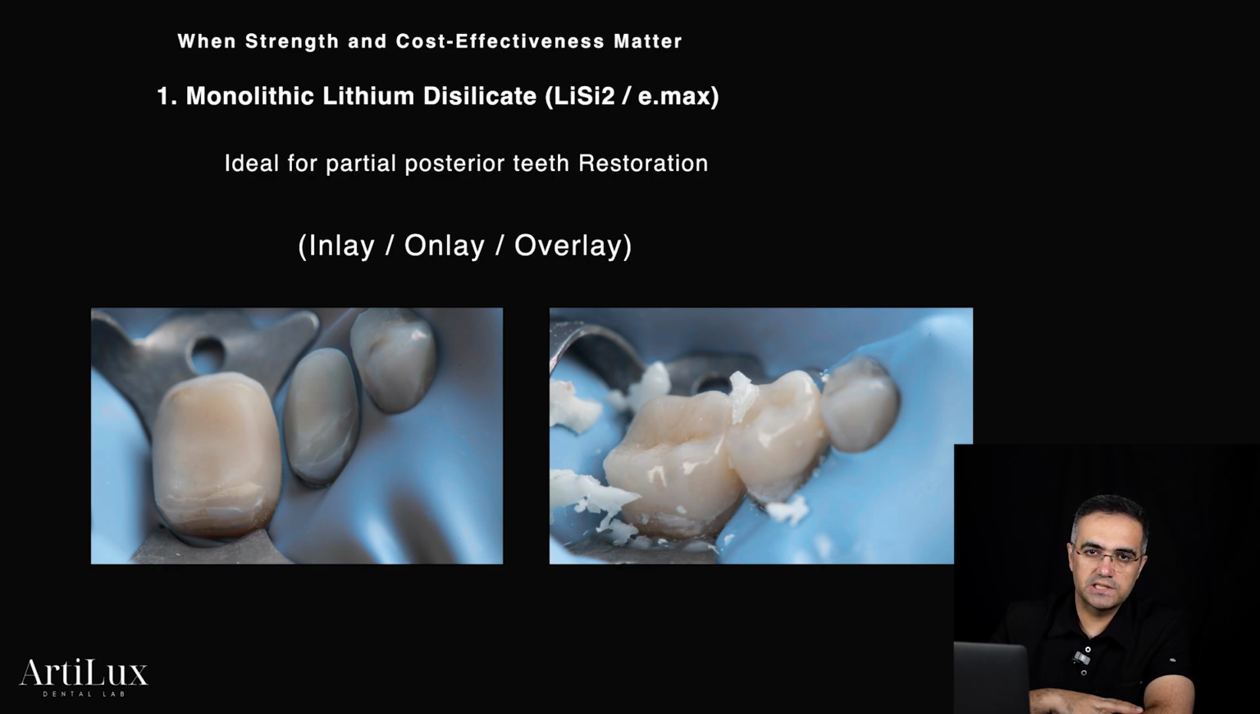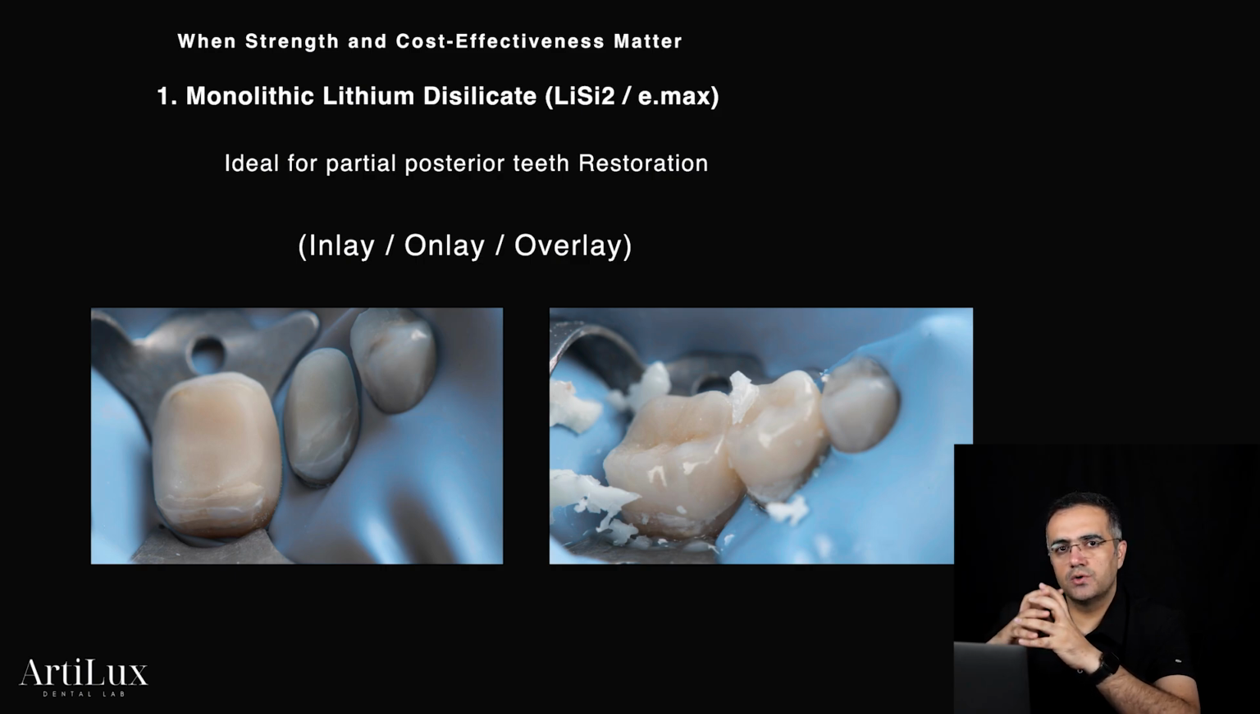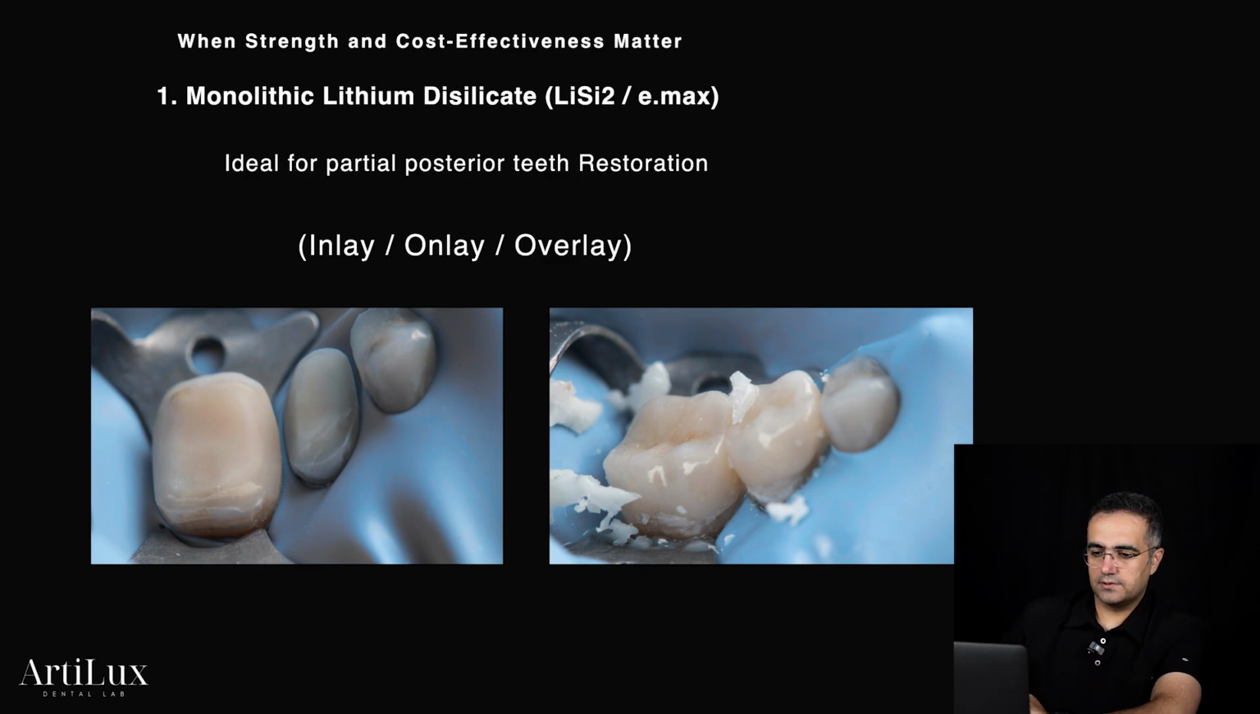I have some experience with the fully layered feldspathic restoration, but after some years there are some cracks and some chipping, so I want to use a stronger material. I know it is stronger than the enamel of the tooth, but it is the best option for the posterior overlay restorations.